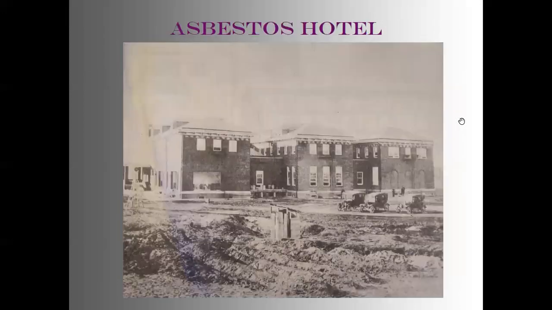Next, please. Well, I call this the Asbestos Hotel. There was an asbestos hotel on Main Street in Manville. It was used for visitors, but it was also used as a dormitory for unmarried male workers. But there really was something called the Asbestos Hotel. Next.